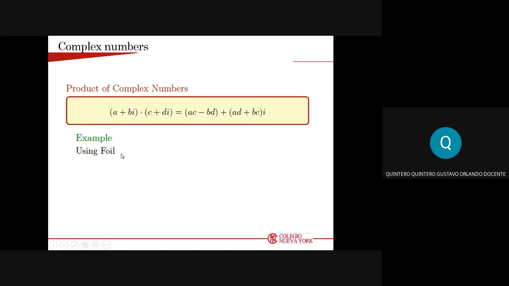Now, in the chat, please. I know what FOIL stands for, but do you? Write in the chat, please. Let's see how many of you got it.